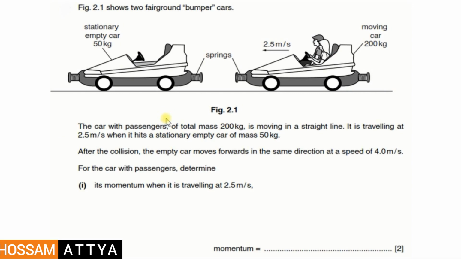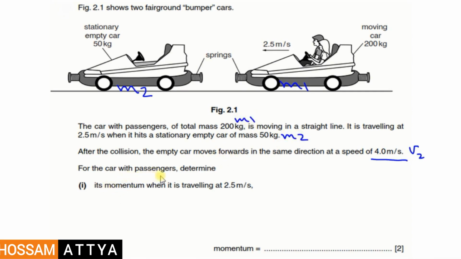Figure 2.1 shows two fairground bumper cars, a stationary empty car of 50 kg in front of a moving car that has passengers traveling to the left by 2.5 meters per second. After the collision, the empty car moves forward in the same direction at a speed of 4 meters per second. So if we call this one m1 and this is m2, so this would be v2 since this is after the collision, and this is the m1 here and this is the m2 there.